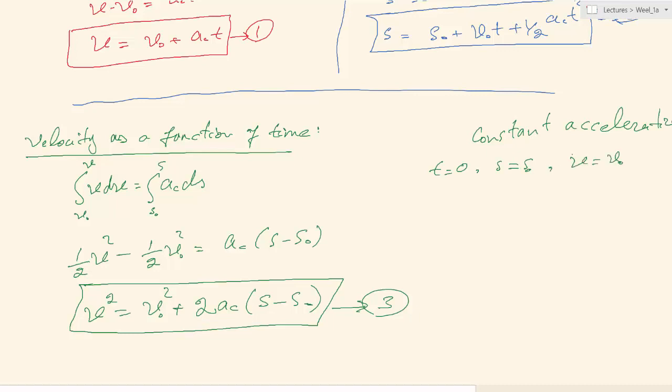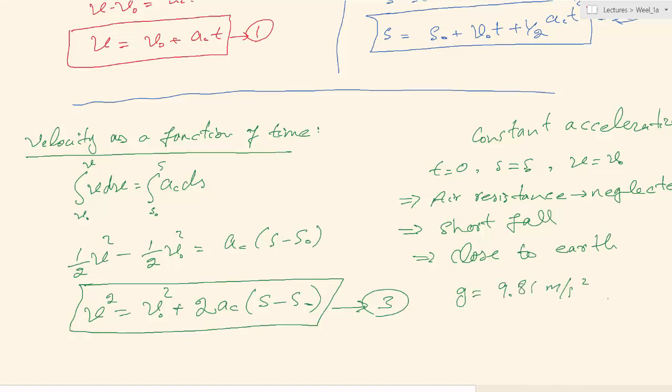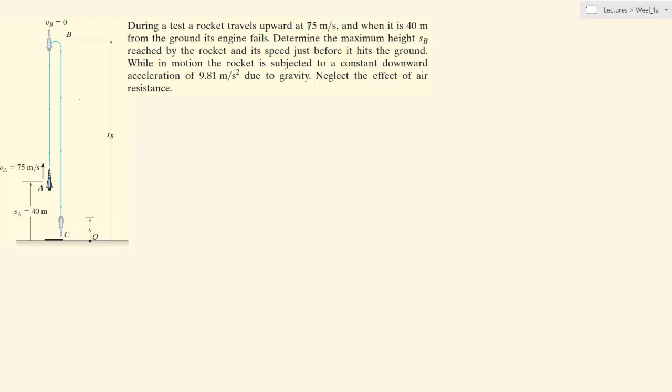A typical example of constant accelerated motion occurs when a body falls freely towards the earth. If air resistance is neglected and the distance of fall is short, then the downward acceleration of the body when it is close to the earth is constant and approximately 9.81 meters per square second or 32.2 feet per square second. Okay, so now let's try an example. This example is from the Hibbeler book.